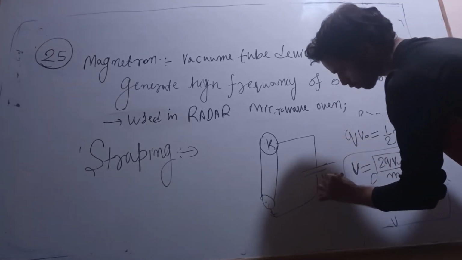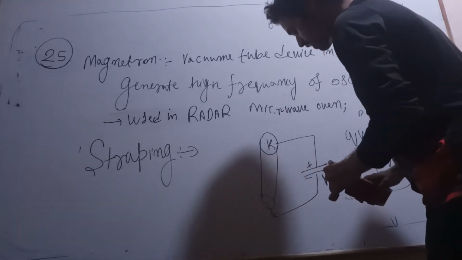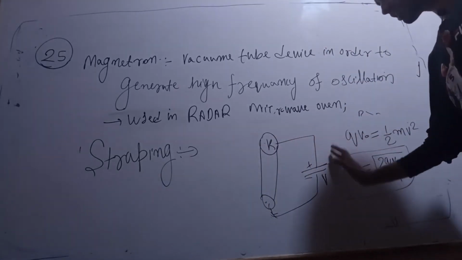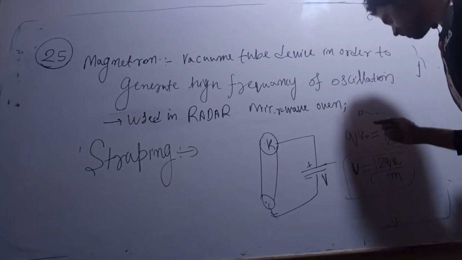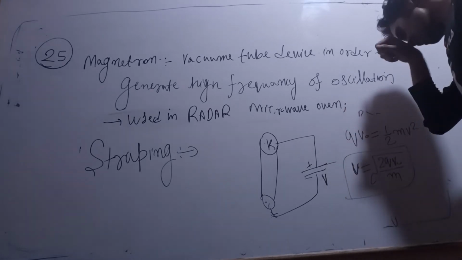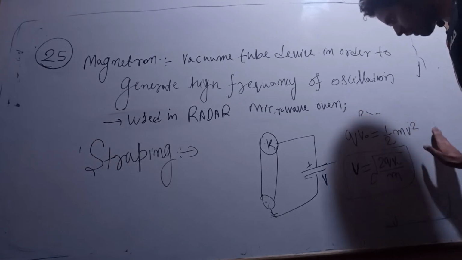This is my voltage. This is DC power. DC voltage means potential energy. Potential energy is equal to kinetic energy, half of mv square.